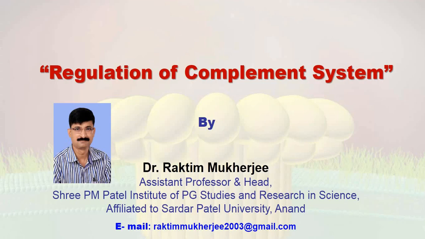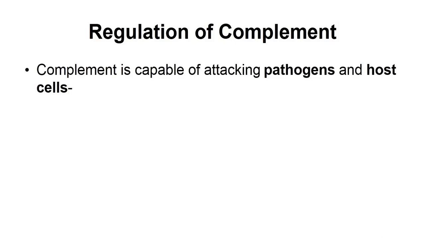Whenever you talk about the regulation of complement system, the complement system is capable of attacking pathogen and host cell. Someone asks you why complement system should be regulated, because complement system can do both. It can become a sajjan or a good person, or it can become a durjan or a bad person also. It can attack both your pathogen as well as your host cell.